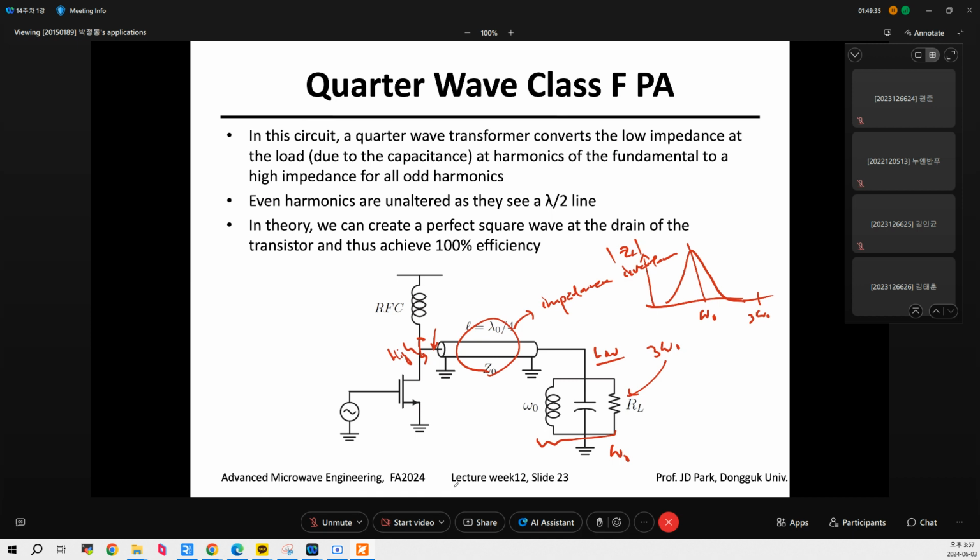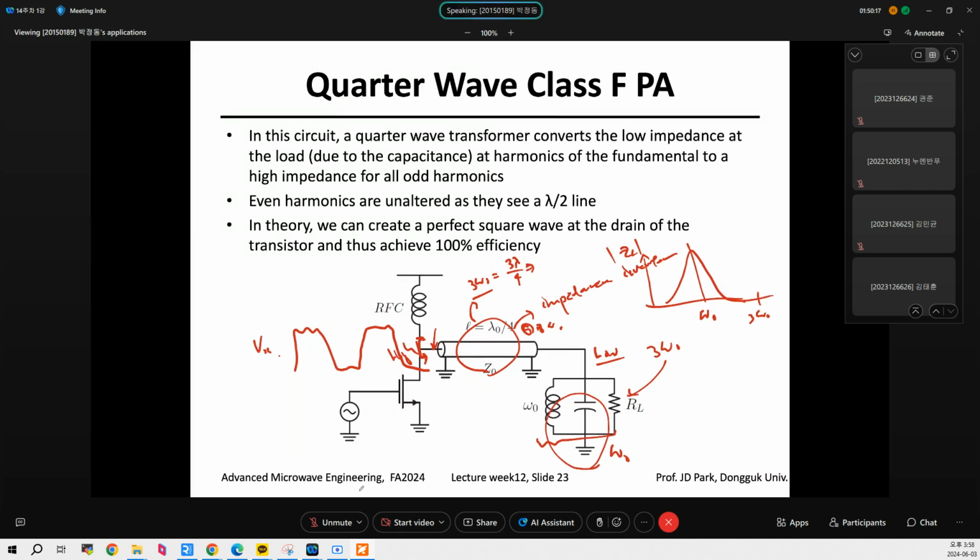What happened to this point? Since this is a lambda over 4 at omega 0, what is that at 3 omega 0? This becomes 3 lambda over 4, which is the same as lambda over 4. Make sense? This still works as an inverter at pseudo 3 omega 0, pseudo harmonics. Therefore, since this is low at the pseudo harmonic, this must be high. So it must be looking like this. Make sense? The VS, okay?